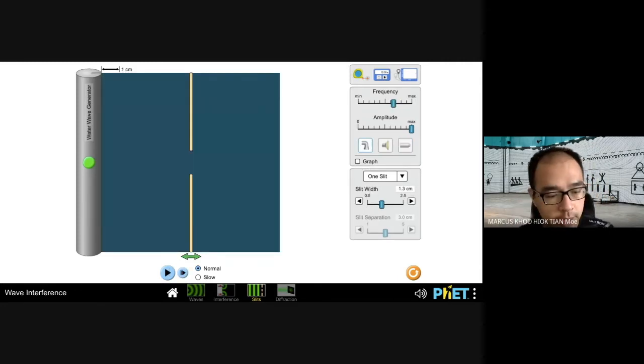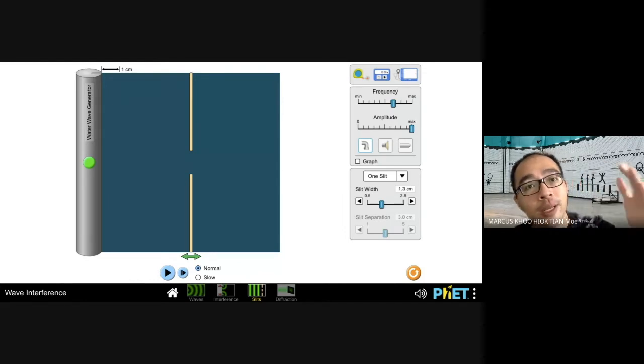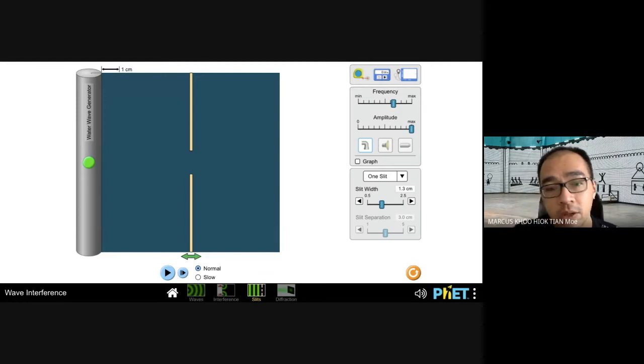Okay, so let's begin. The first thing that we want to talk about is, again, the idea of diffraction. I hope that in doing this simulation, you notice that diffraction is a different phenomenon altogether when you compare it to refraction and reflection. Reflection is coming back. Refraction is going forward, but in a different direction, it changes direction. But diffraction is a totally different thing altogether.